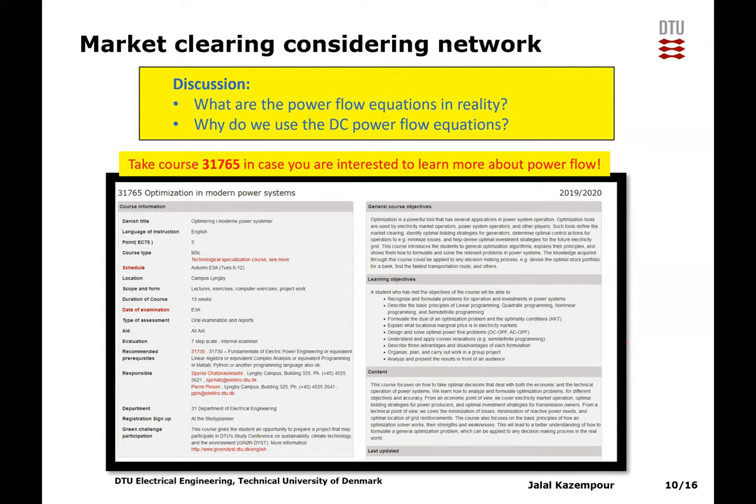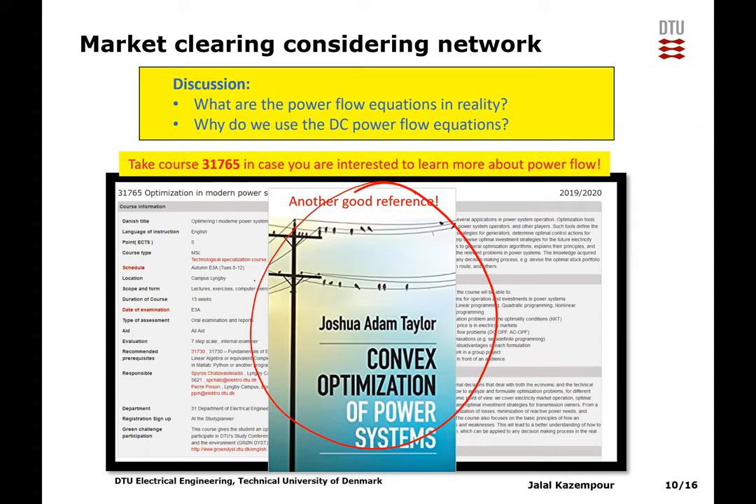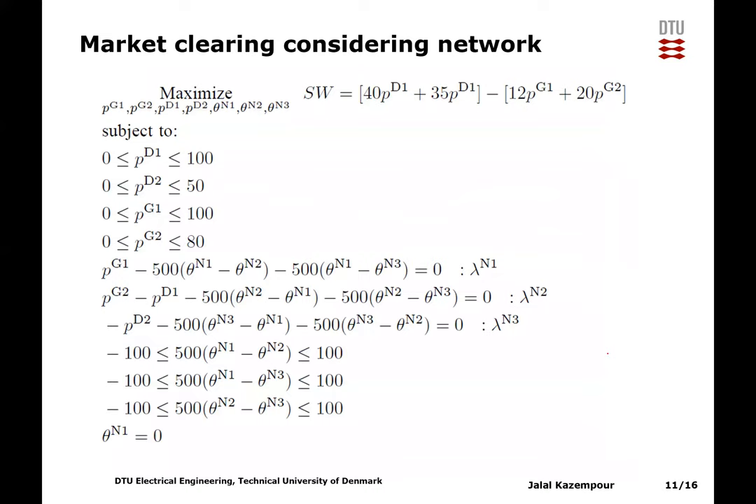If you are interested in other DTU courses, there is a very nice course taught by my colleague Spiros. If you would like to learn more about optimal power flow in both AC and DC, and also the more advanced relaxation of AC optimal power flow resulting in semi-definite programming, you can take this course. Also, this is a very nice book with my friend Josh from University of Toronto. A book with 100 pages, something like that. He explained very well in this book the different variants of power flow and optimal power flow in both transmission and distribution systems. Anyway, power flow is not the content of this course.